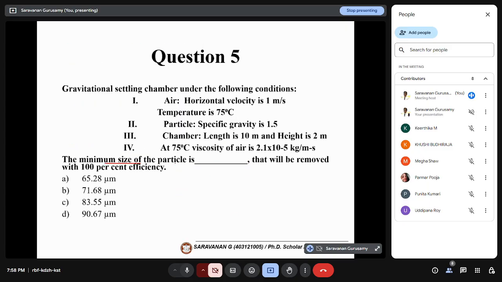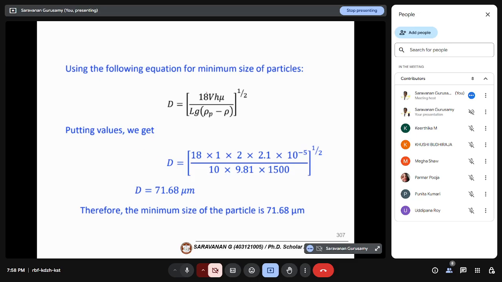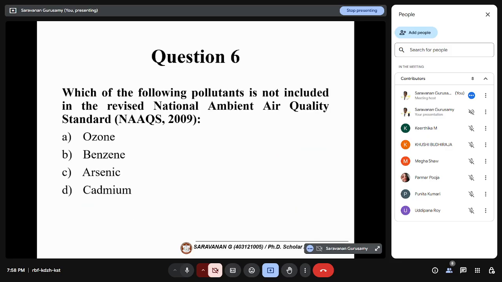The minimum size of the particle, that is the dia, they are asking for a gravity settler. So for the gravity settler, we know the formula: 18 v h mu by l g (rho p minus rho), power root of, you can take. All the other data are given, so you can find the dia, the minimum size of the particle that can be settled in the gravity settler.